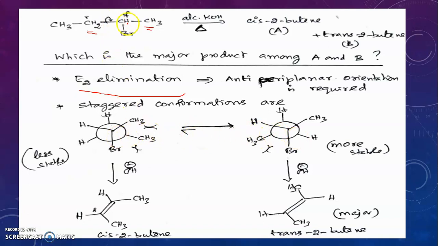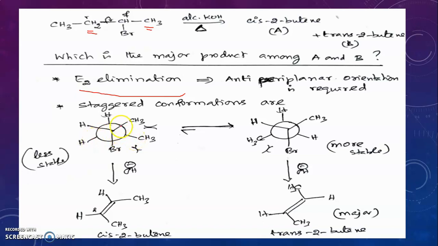Listen, I will take this carbon as front carbon and this carbon as rear carbon. In the front carbon, we have one hydrogen, one methyl, one bromine. So I will place bromine downward, hydrogen left and methyl right. And in the rear carbon, we have two hydrogen and one methyl. So in the rear carbon, you place one hydrogen exactly opposite to bromine, so that the other hydrogen and methyl group are placed in adjacent positions.